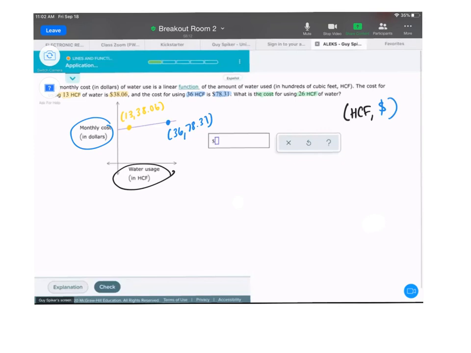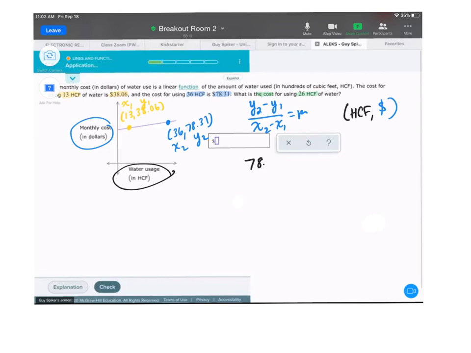Okay, and we have to figure out the slope, so we do that by using this formula, y2 minus y1 over x2 minus x1. Okay, so this is your x2, this is your y2, this is your x1, this is your y1. Okay, so we're going to go ahead and plug these in.